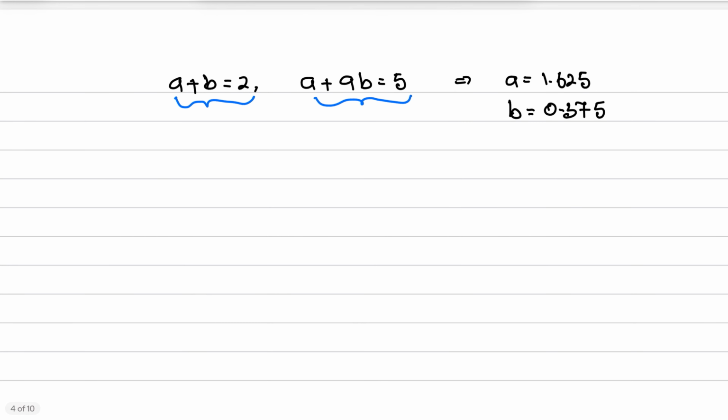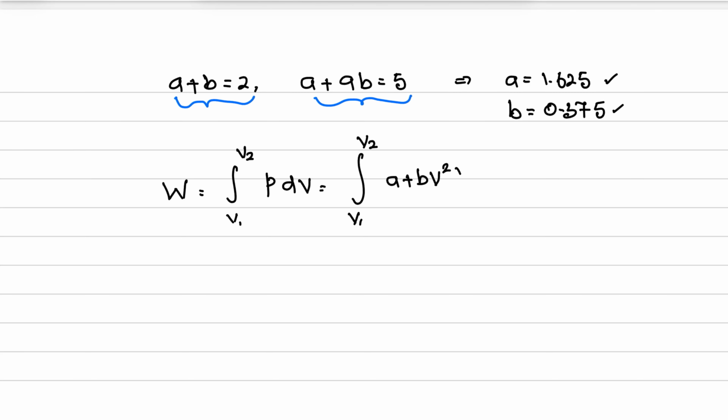Now, A is this much, B is this much. P1 we know, P2 we know, and what is the work done? Work done is equal to integral V1 to V2 P dV. P is not independent; it depends on the process. That is V1 to V2, P is A plus BV² into dV.